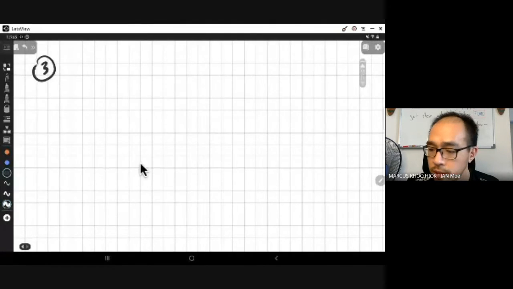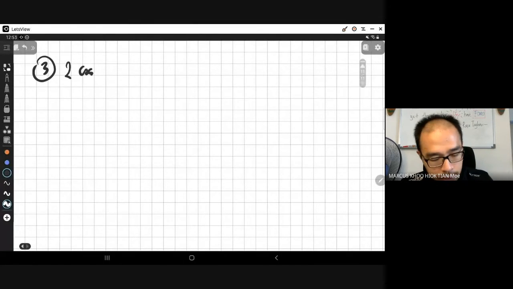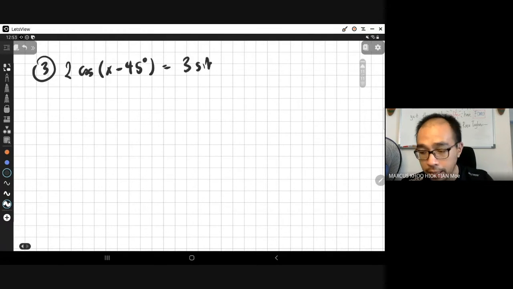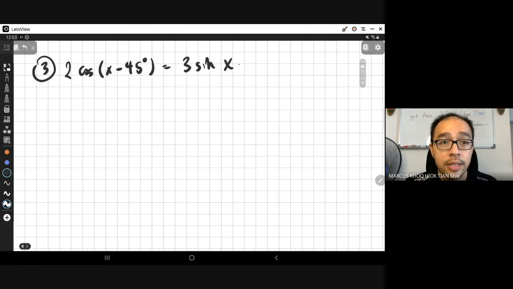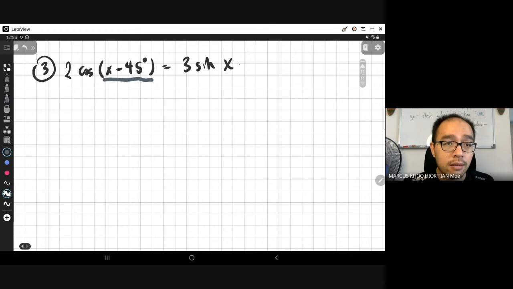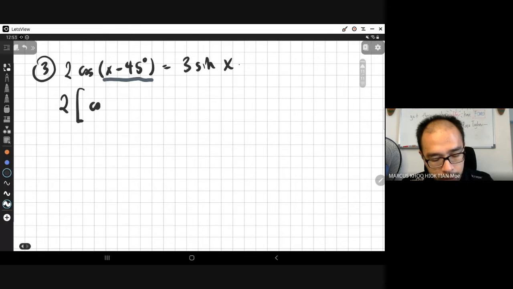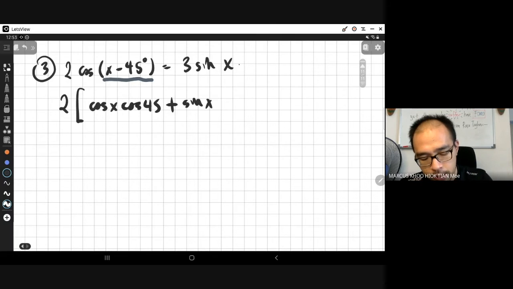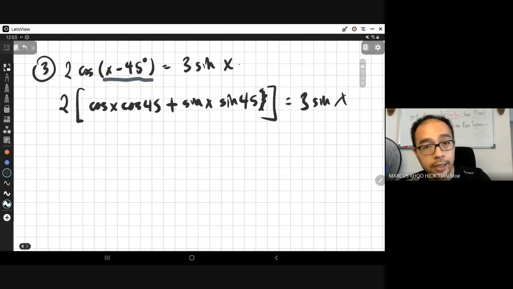Okay, all right, so number 3 is 2 cos (x minus 45 degrees) equals to 3 sine x. Okay, this one you kind of have no choice lah. You have an addition formula over there. So what you will probably want to do is to do the cos x cos 45 plus sine x sine 45, equals to 3 sine x.